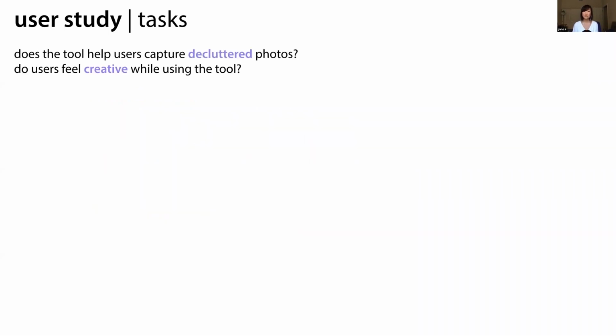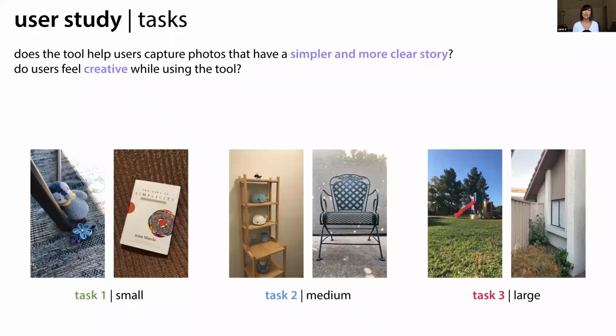So given this tool, we wanted to understand if it could help users capture more clear and decluttered photos, and if users felt creative while using the tool. So from our composition study, we liked how the difference in scale resulted in a range of complexity while composing. Since we needed to run remote studies, we decided to keep that structure of having 3 tasks per condition at different scales, but having participants choose their own subjects to take photos of.